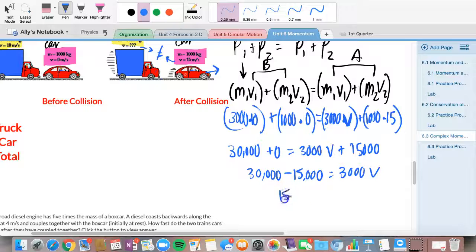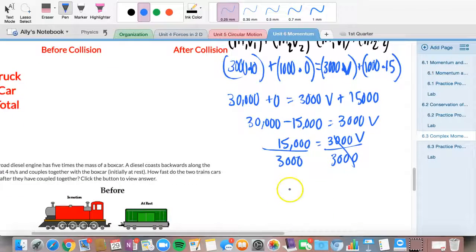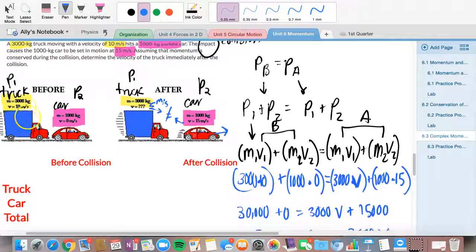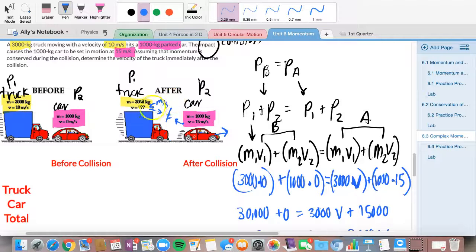So this becomes 15,000. I want to get rid of the 3,000, so it's just v. Okay. And so then it actually just becomes 5. Our velocity after for the truck is 5 meters per second. So you can kind of tell what happens. He was moving at 10 meters per second and see how he slowed down to 5 meters per second.